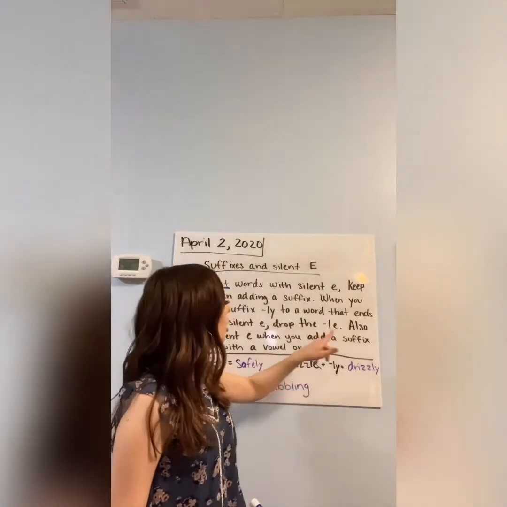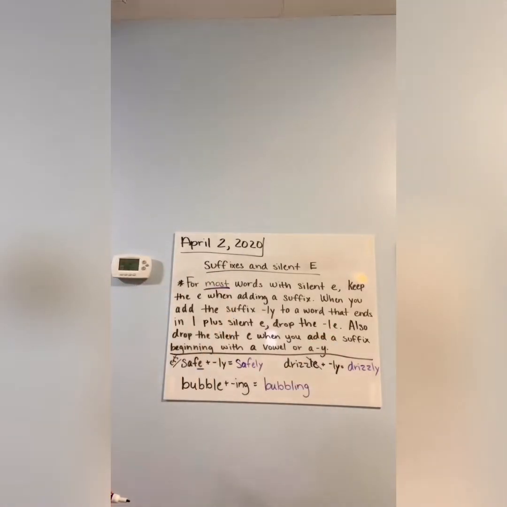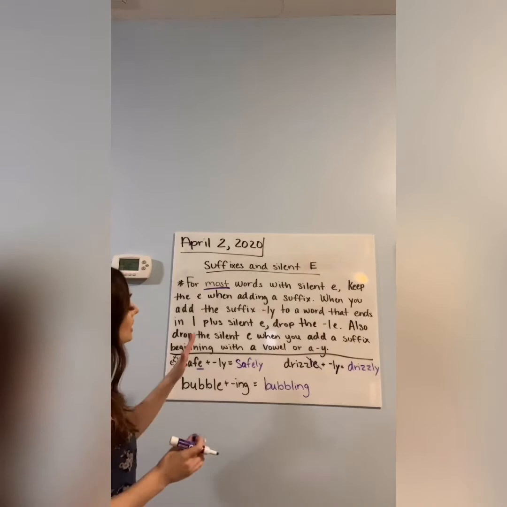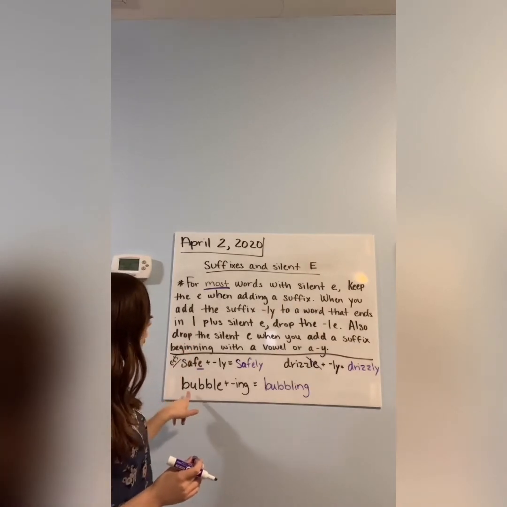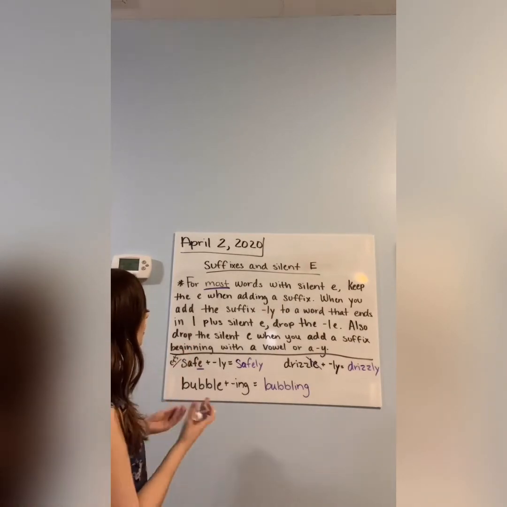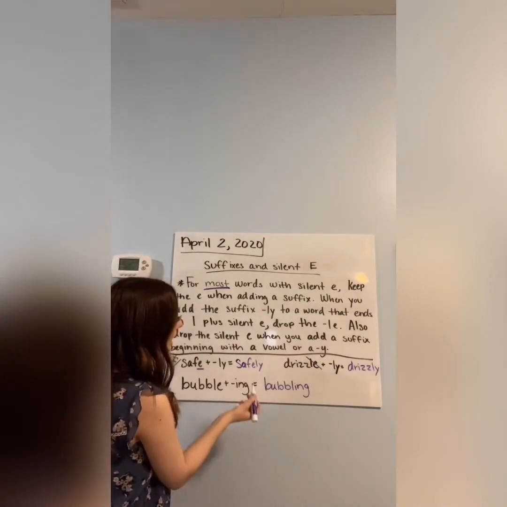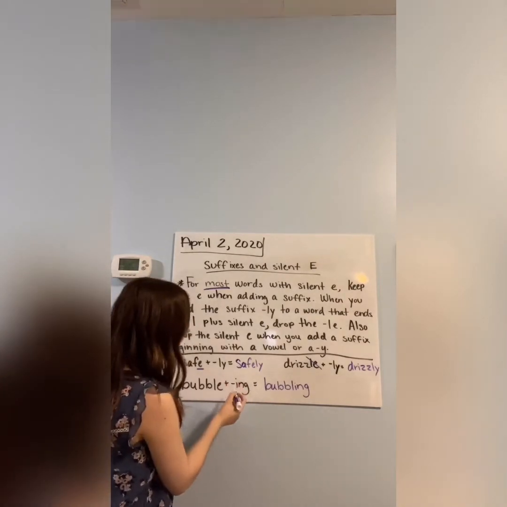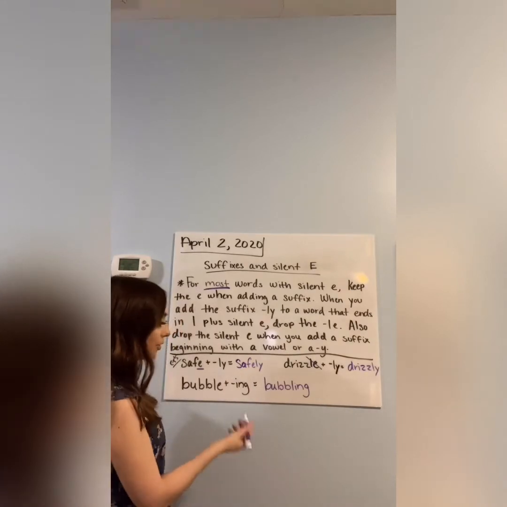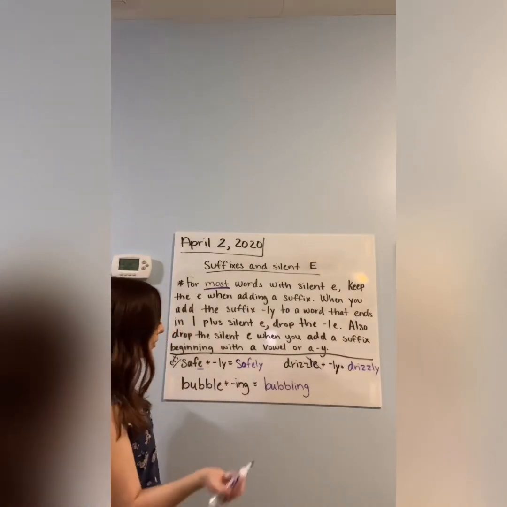Okay, now moving on to the last sentence. It says also drop the silent E when you add a suffix beginning with a vowel or a Y. Okay, so let's go down to our third example, bubble. So in this case, we have a suffix beginning with a vowel, right? Because A, E, I, O, U, those are our vowels, and sometimes Y.